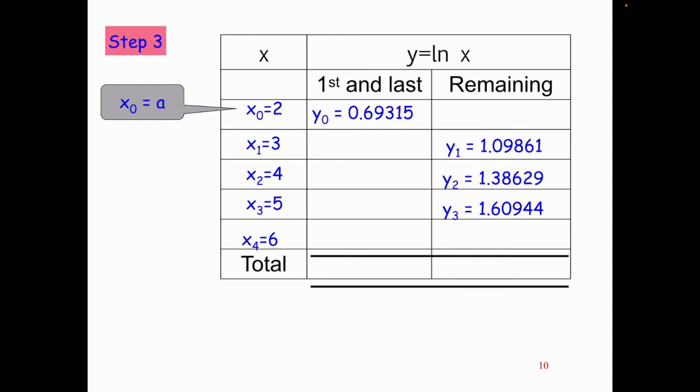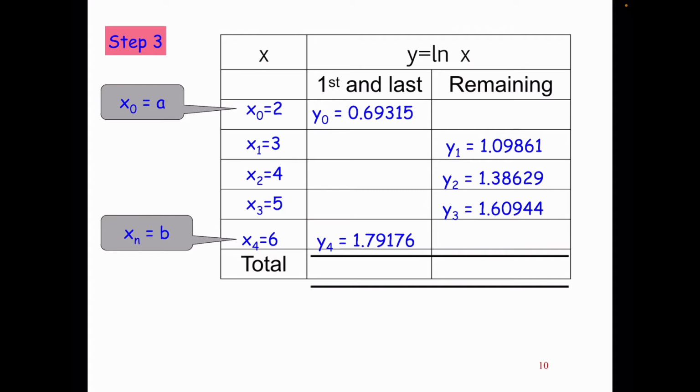So calculate Y equals to ln 6. That is because X equals to 6 is the last term. Last X. So the value is 1.79176. Then after that we total, find the sum for each column. For the first and last column, calculate its total, and we also calculate the column for remaining.